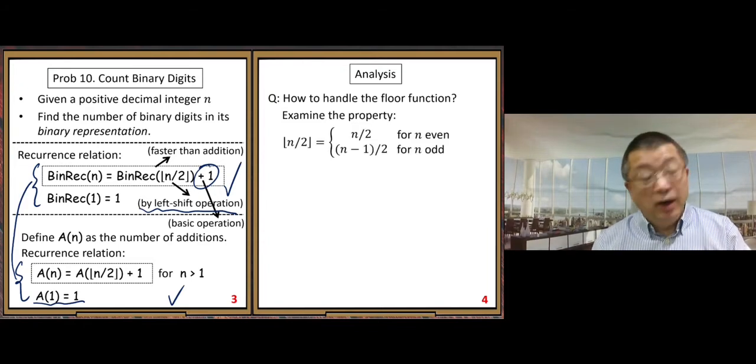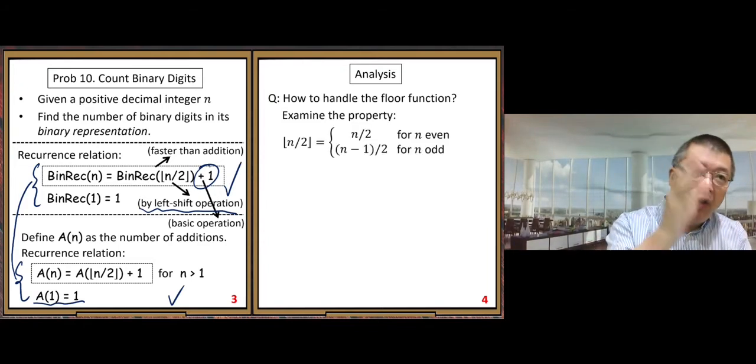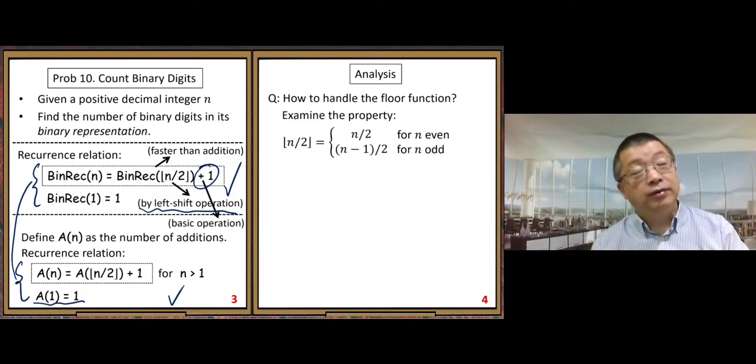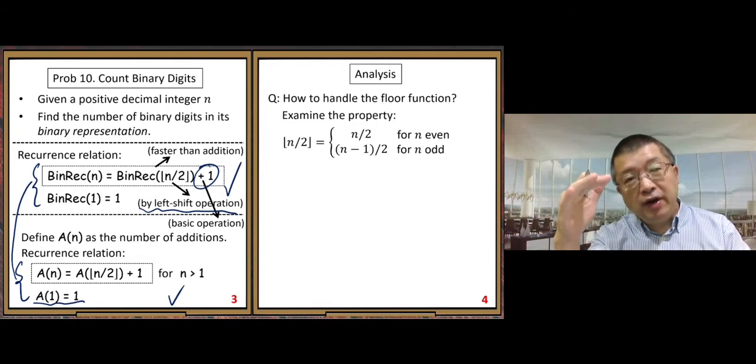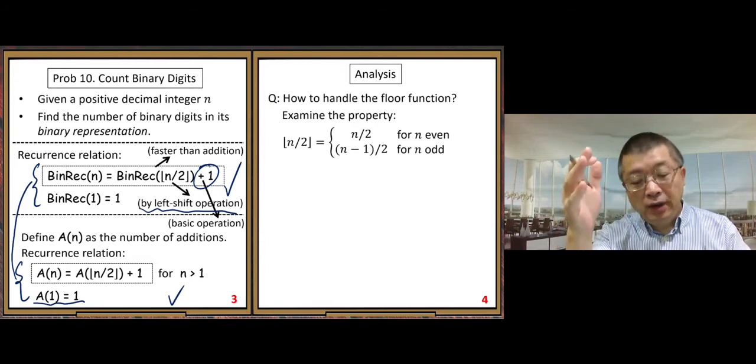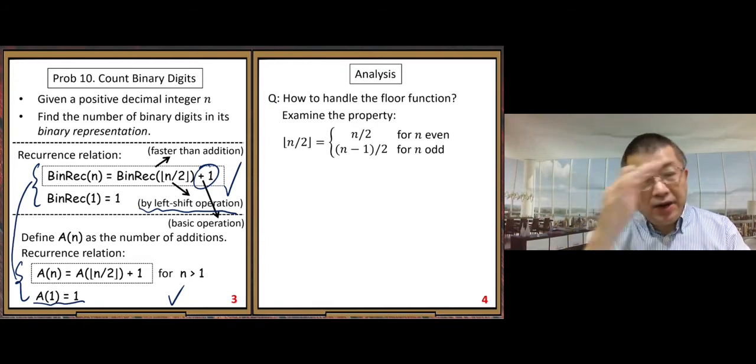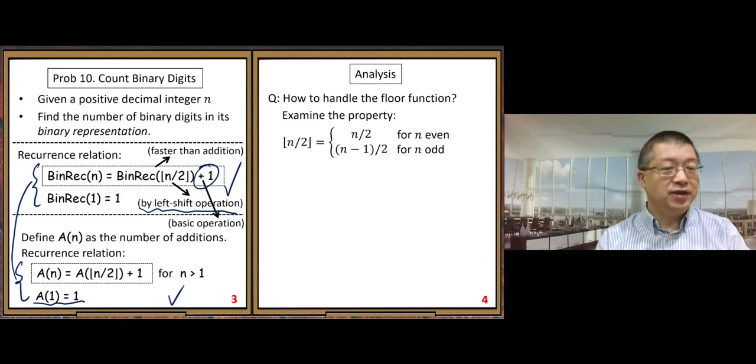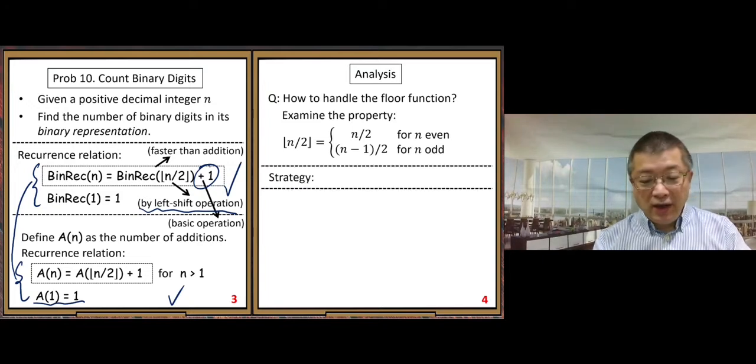Here, before we do that simplification, let's look at the floor function division by 2 cases, only 2. When n is even, we get n over 2. When n is odd, n minus 1 over 2. So 2 cases.